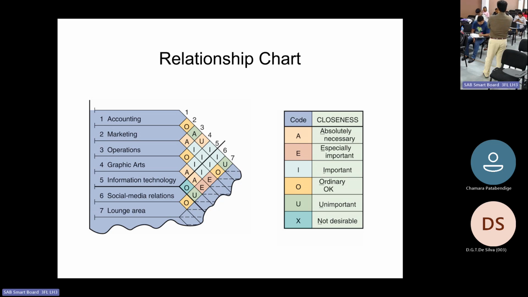Sometimes you will be given an existing layout, right? And this is the existing layout. This is where the existing seven departments are. And then you will also be given this type of relationship chart with preferences. And you will be asked to evaluate the existing layout, whether that is good, whether there are issues, and also recommend a more appropriate layout. I don't know whether you understood it. Could you understand it?